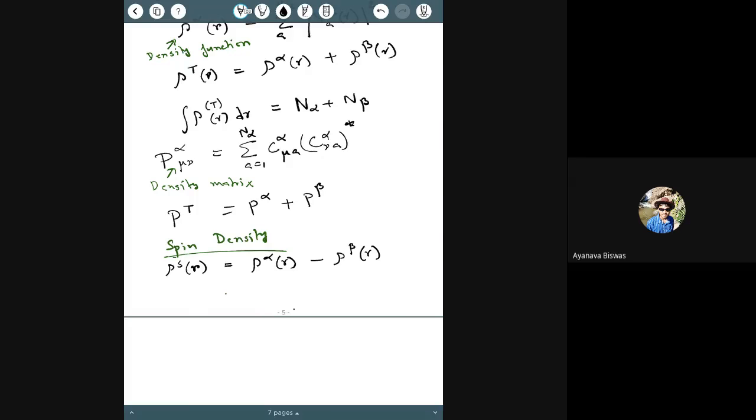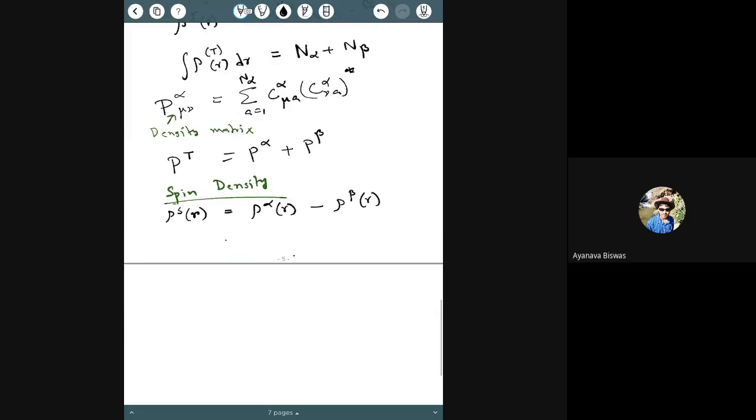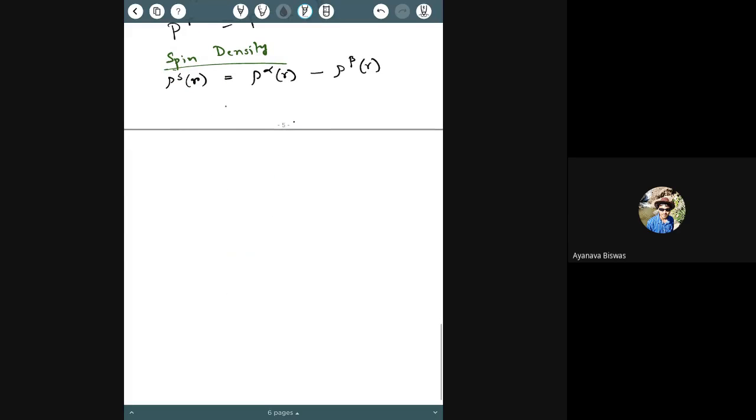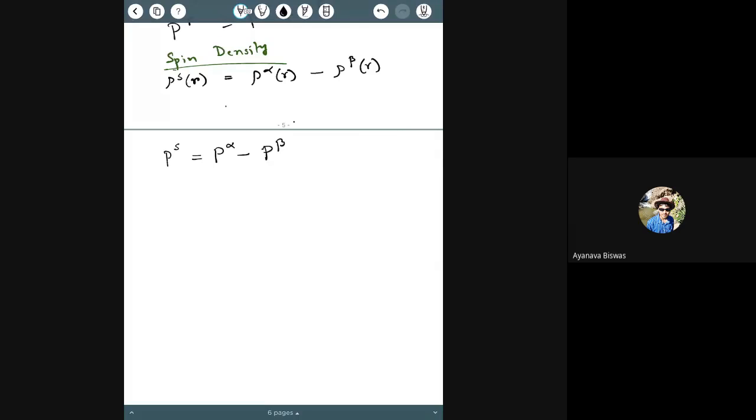Okay, and if you have a zero spin density somewhere, it will tell you that the electrons are either all paired in that region or absent from that region. So two options if the spin density is zero. And again, that is the density function. You have correspondingly a spin density matrix, and that is the difference of the spin density matrix of alpha and the spin density matrix of beta. Simple enough.